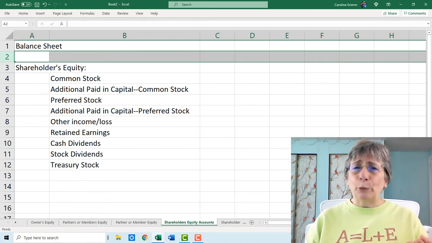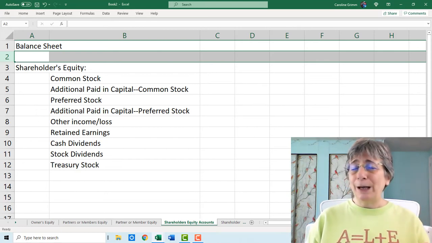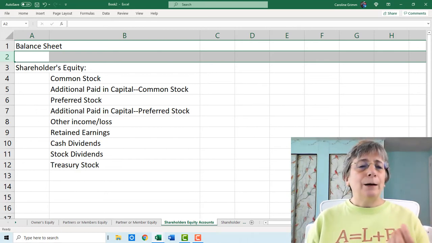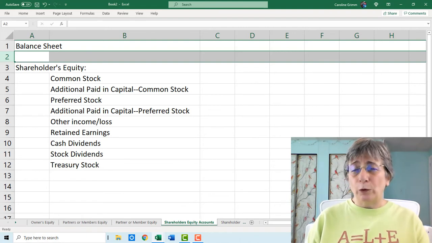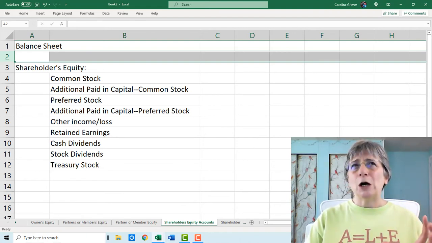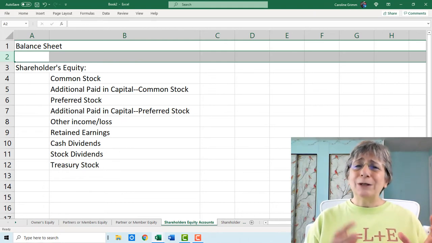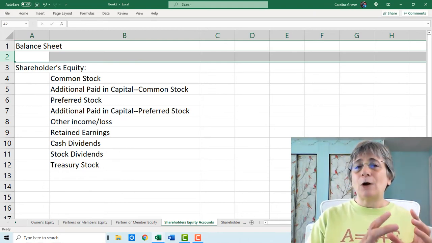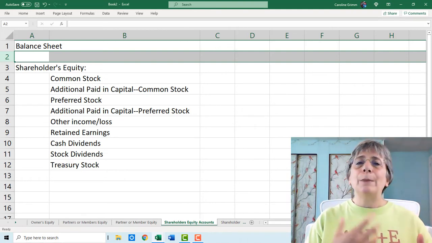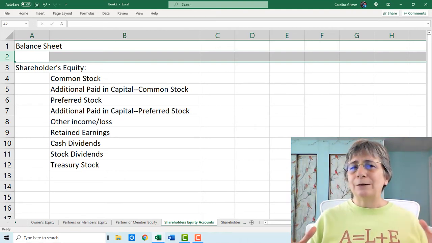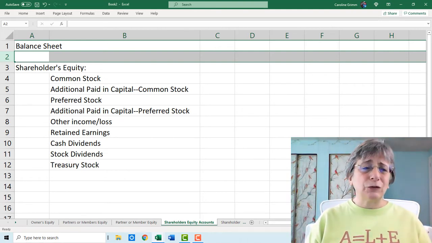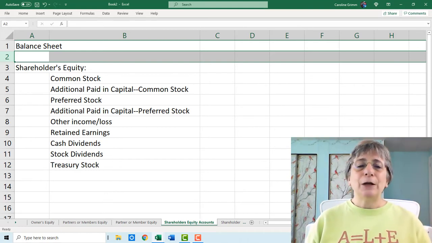We've got some preferred stock, we've got additional paid-in capital on preferred stock. We might have other income or loss for things that are not a normal part of our operations. Retained earnings, and retained earnings is an account that keeps track of all of our income and expense over whatever length of time the business has been in business. We might have a cash dividends account, a stock dividends account, and a treasury stock account.